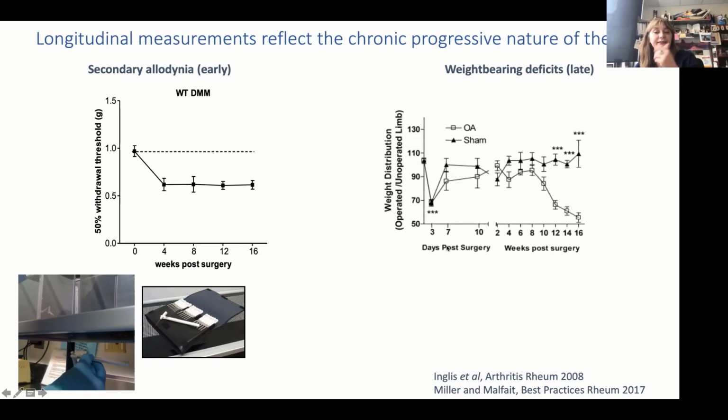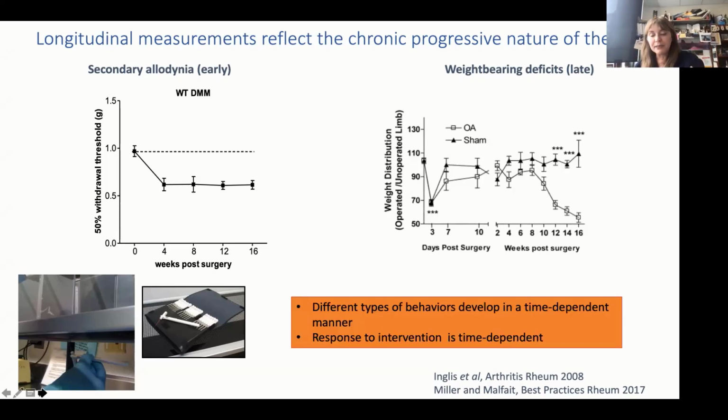Another example is that these mice develop weight-bearing deficits. This looks at how much weight the mouse puts on its operated right paw compared to the left paw. There's a little dip right after surgery, but then it normalizes for 8 weeks. But then you can see that the mice with the DMM surgery, only by 8 weeks, start favoring the non-operated leg and are no longer putting weight on the operated one, indicating that this is likely a pain-driven behavior. This is just an example, but there are many different types of behaviors, and what we are seeing is that they all develop in a time-dependent manner, and importantly, the response to intervention is time-dependent.